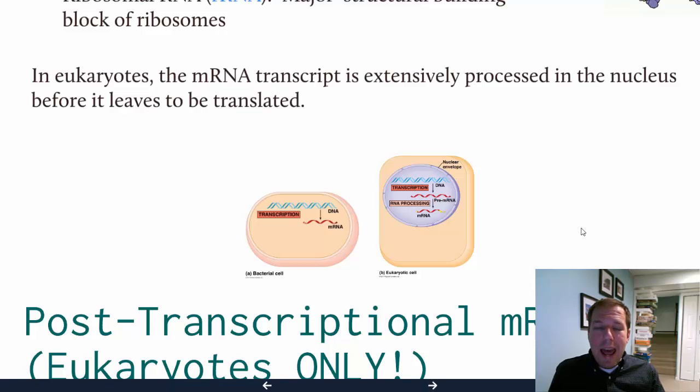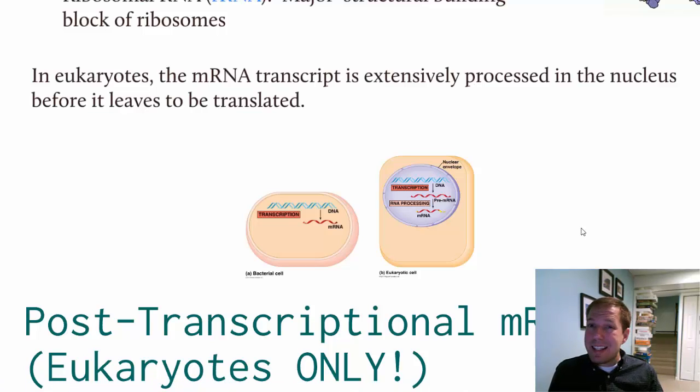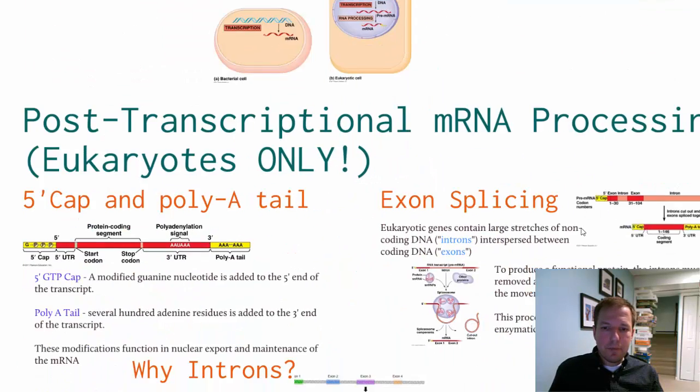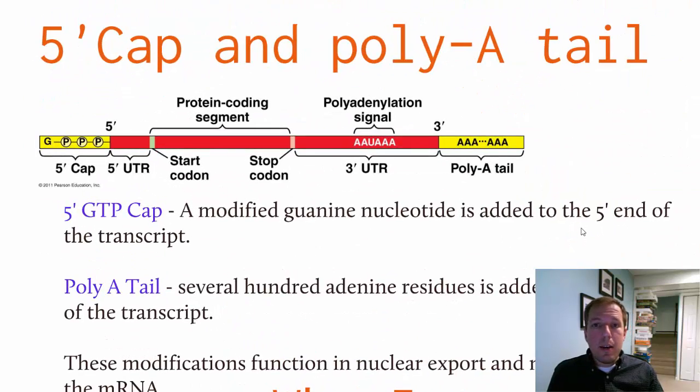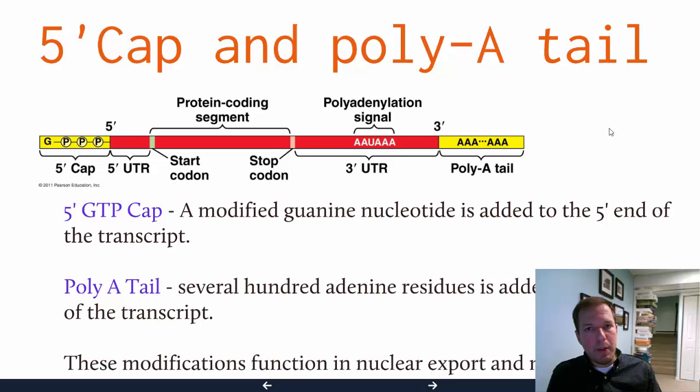Now we're going to look at what happens to that mRNA, because it's not yet ready to leave the nucleus, as we look at the process as it occurs in eukaryotic cells. So post-transcriptional mRNA processing, which does not happen in bacteria, but does happen in eukaryotic cells. We have three sets of events that need to happen.